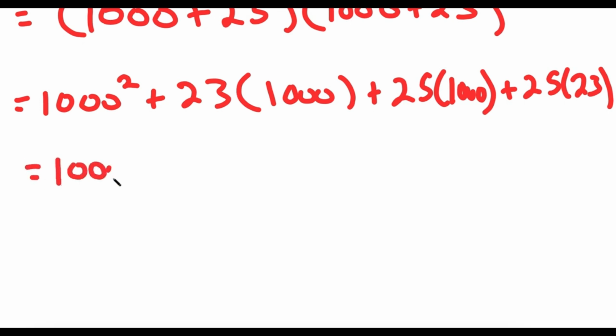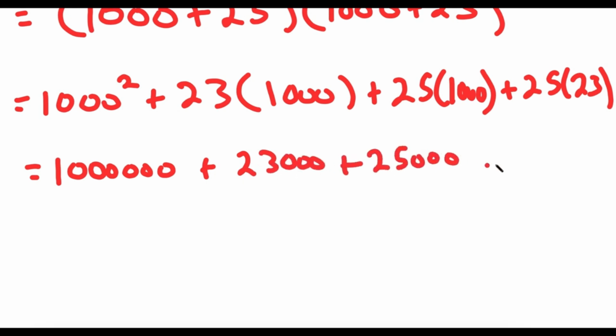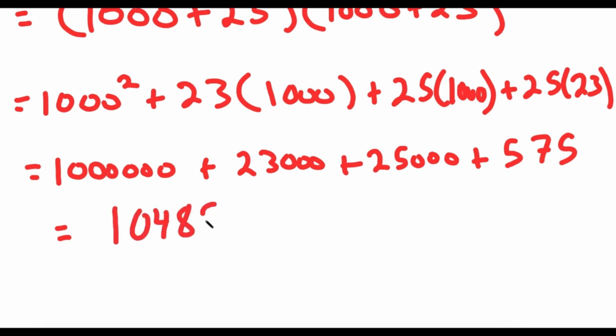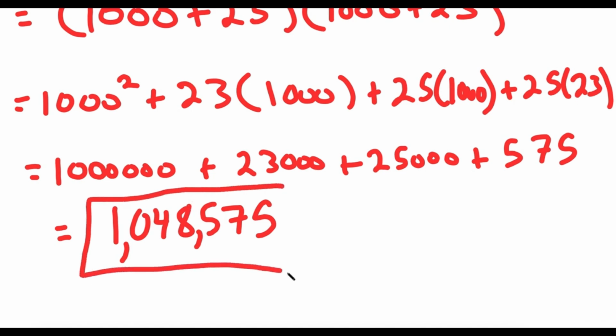Now 1,000 squared is equal to 1 million. So I have 1 million plus 23,000 plus 25,000 plus 25 times 23, which is 575. So now from here, 23,000 plus 25,000 is 48,000, and 48,000 plus 575 is 48,575, and that plus 1 million is 1,048,575. So this is my answer to this problem.